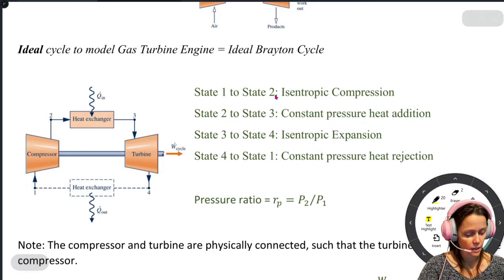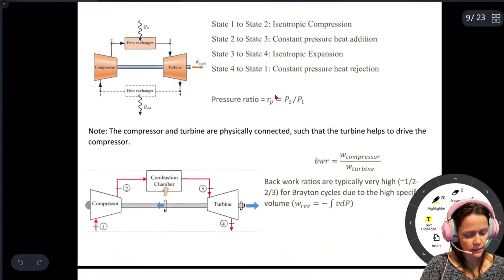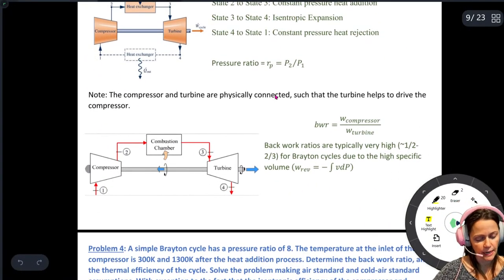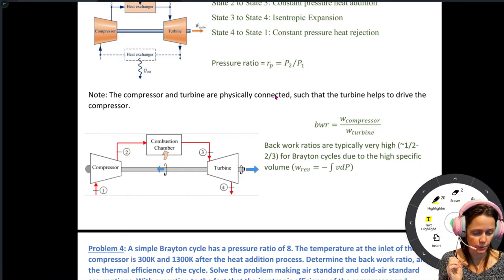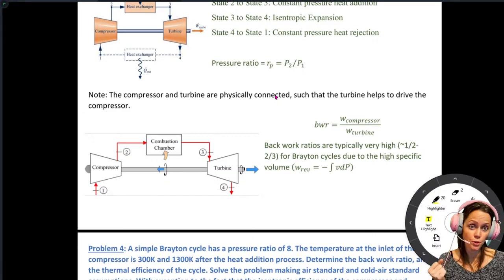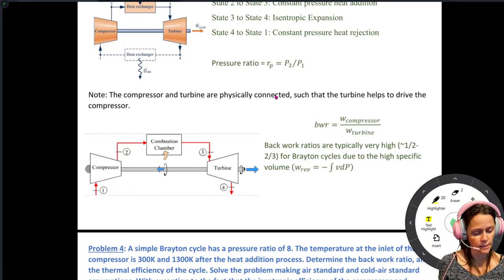And then one other side note is that all this stuff is physically connected. The compressor and the turbine are physically connected. And so the power output generated by that turbine, some of it is redirected back to help drive that compression process as well.